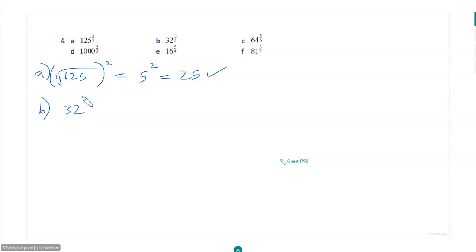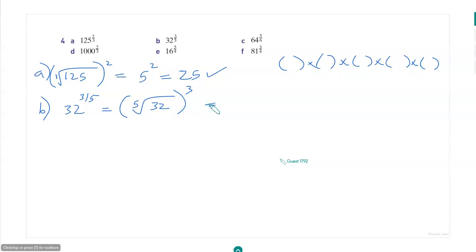Then how about B? 32 to the power 3 by 5. So fifth root of 32, to the power of 3. Yes. Fifth root of 32 means what number when multiplied by itself 5 times will give you 32? What number? 2. 2, right? Yeah. So this is 2 cubed, right? Yes. 2 cubed means? 8. Very good.